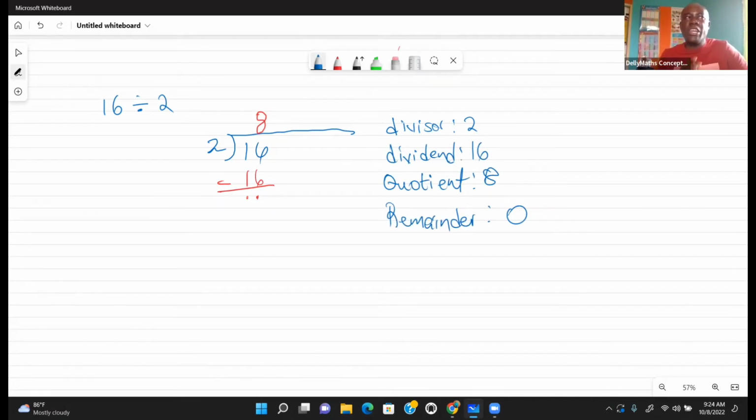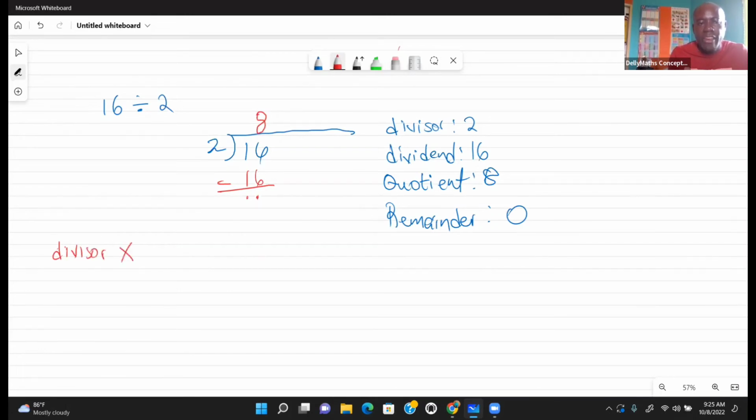What you can also notice is that if I want to get back the original thing, I can do this. Check this out. If I want to use the ideas to get back the original thing, I can say my divisor.